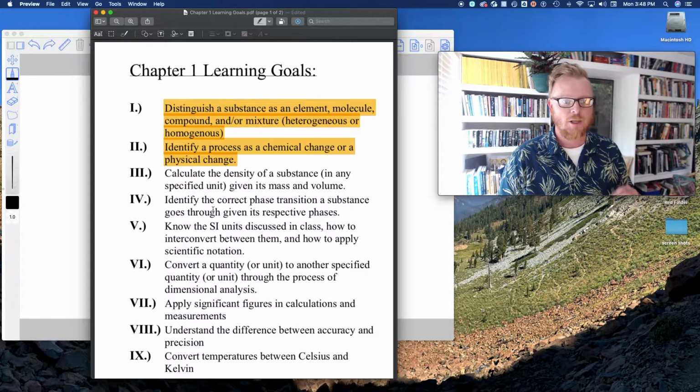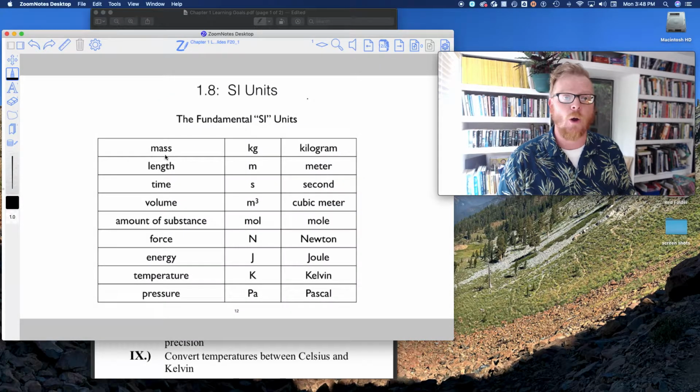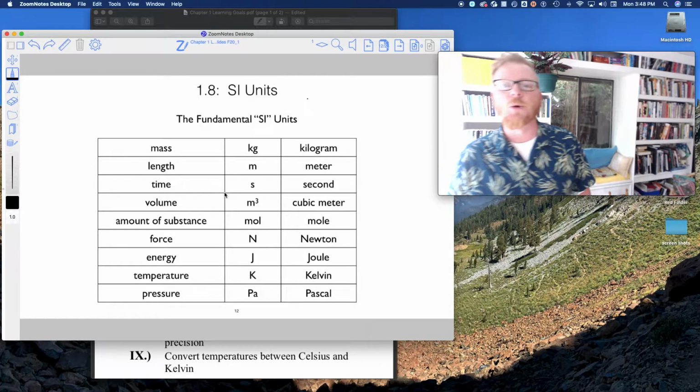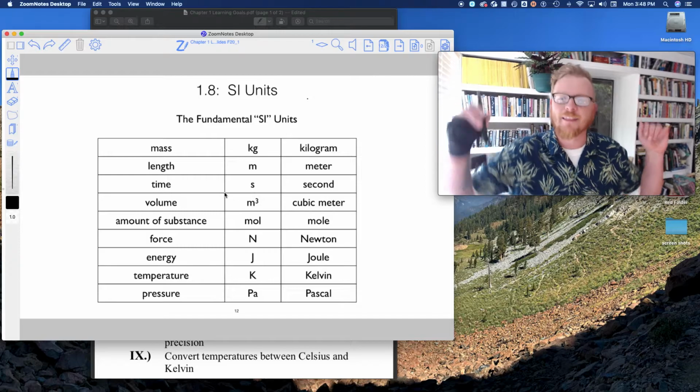Okay? So identify the correct phase transition a substance goes through given its respective phases. Yeah, we definitely talked about that. Okay. And then now the rest of these, as you can see, these probably don't look very familiar. That's because I'm going to talk about them right now in this lecture. Okay. So we'll come back to this and see how we're doing. All right. So here we go. I've got now my lecture slides that we're going to continue on. Let's do it. Okay. And if the air horn gets annoying, I don't care because I love it.